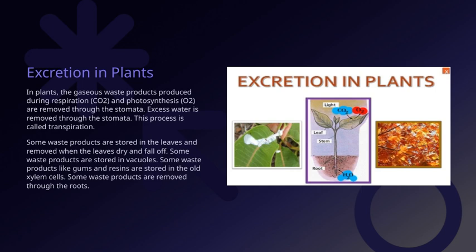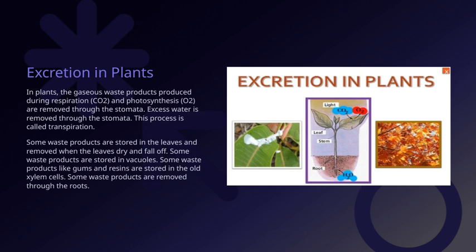You might also notice that some waste, such as gums and resins, are stored in the old xylem cells, which are part of the plant's transport tissue. Additionally, plants can remove waste through their roots, releasing substances into the soil.